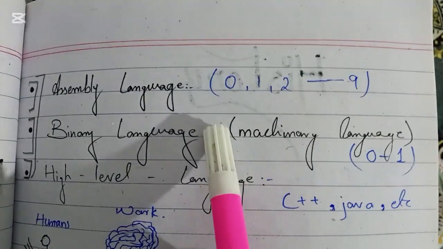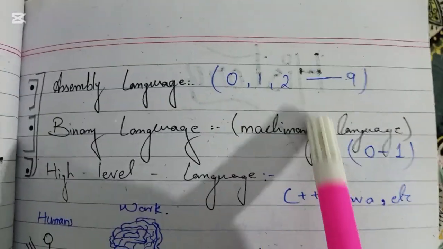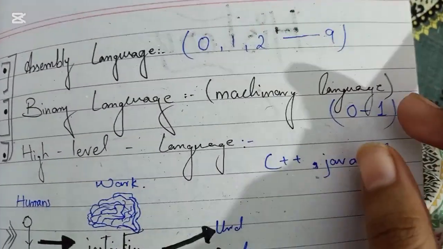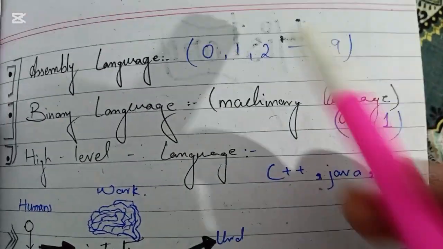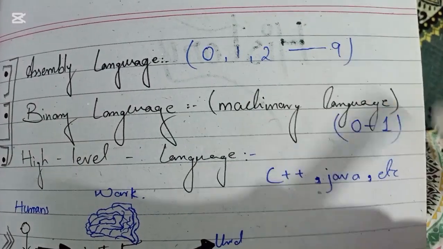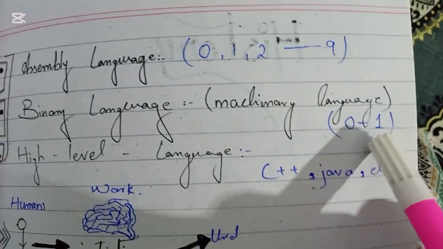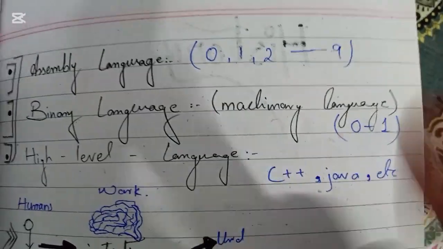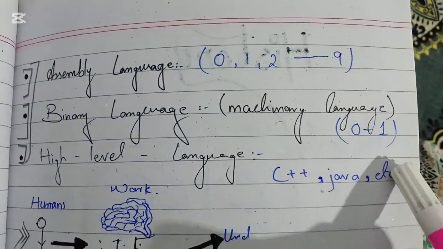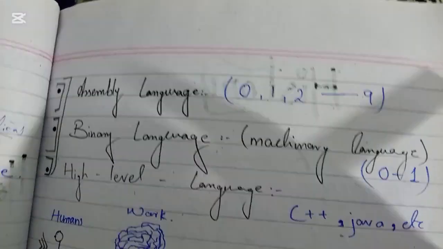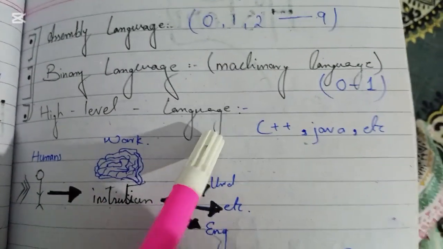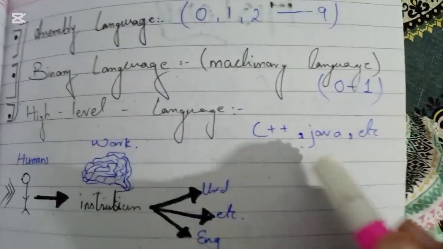Remember, binary language only includes two units: 0 and 1. Students, remember, 0 and 1. And assembly language includes 0 till 9 digits. Binary language includes two digits, 0 and 1.